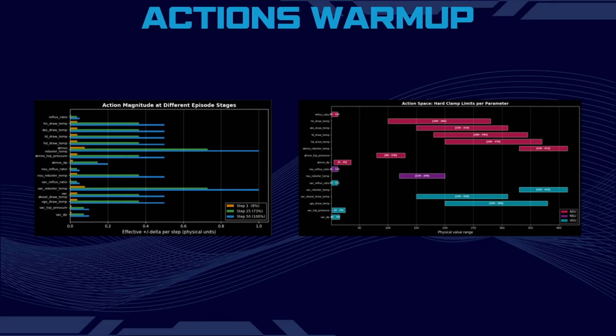And we have clamped the actions to certain values, because again, the action should make sense. If I, let's say, have a heavy naphtha flow of 10 meter cube, or let's say 15 meter cube, the next step cannot be 500 meter cube. So the actions also have to be grounded in physics.